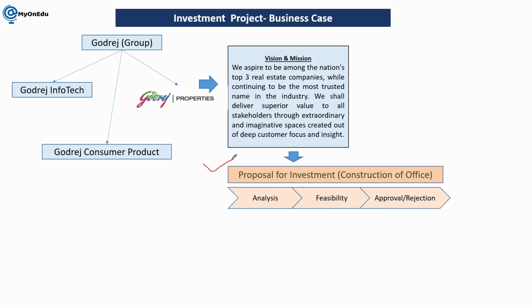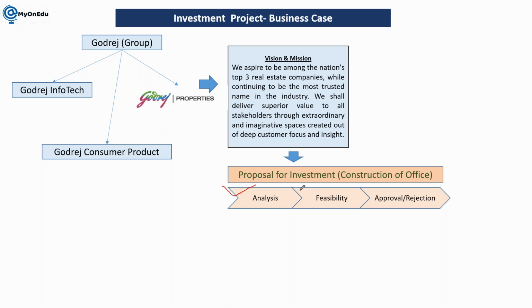So here we can submit a proposal where it will go for analysis, then for feasibility, whether this will really help us improve my company process or not. And once it is approved, then only it will go for implementation. So when I'm submitting this proposal, I'm saying we need one ERP which can help us improve our process.